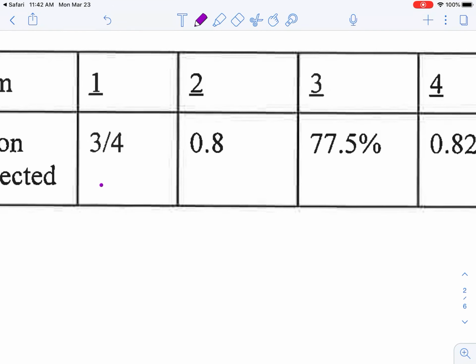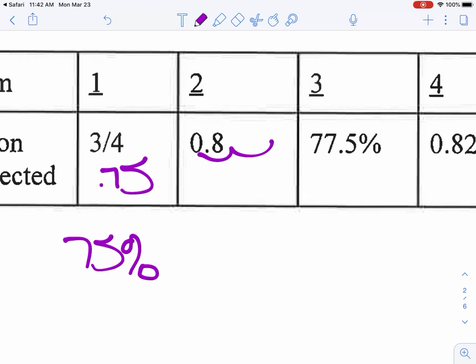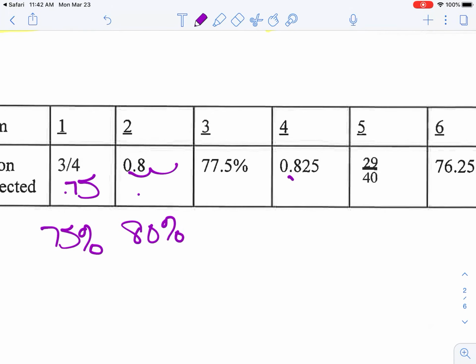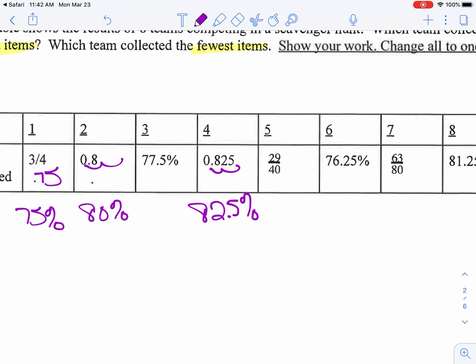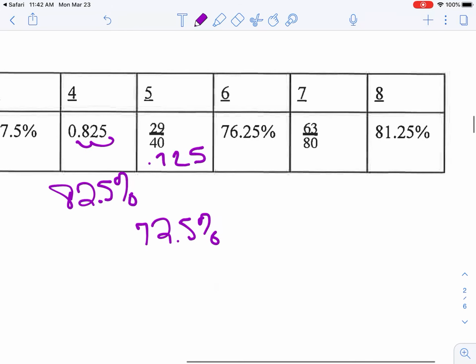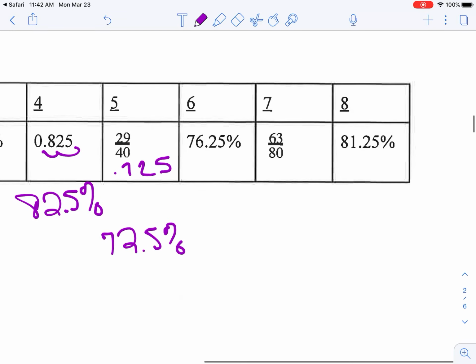Okay, we know that 3/4 is 0.75, which would be 75%. 0.8 would be 80%. That one's already done for us. Number 4 would be 82.5%. 29/40ths I'm going to put into the calculator, and it says 0.725, which is 72.5%. And you move it twice to the right. 76.25% is done for us.